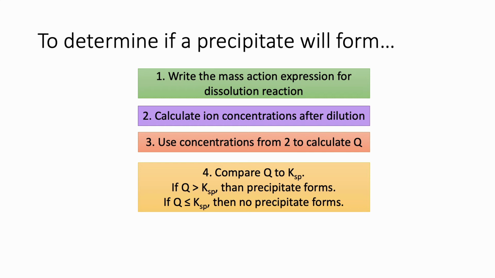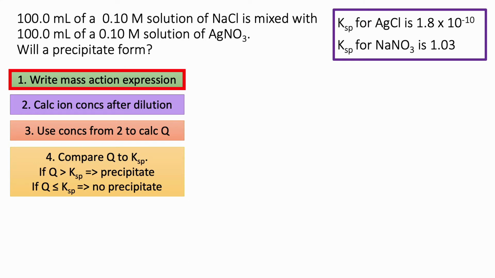And then we're going to compare the Q value that we calculated to our solubility product. If the Q value is larger than our KSP, then we know we are going to get a precipitate. If our Q value is less than or equal to our KSP, then we don't get a precipitate. So let's try that with a problem. This reaction is one that should look familiar to many of you, in that what we're doing is we're mixing sodium chloride with silver nitrate.